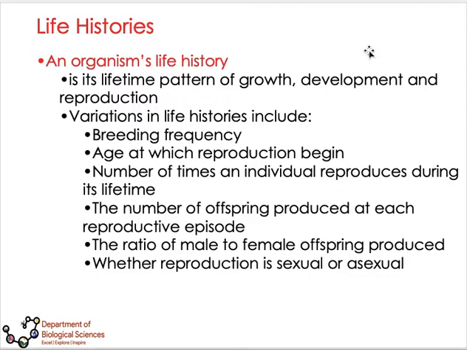The ratio of male to female offspring produced, okay? Of course, that varies depending on whether reproduction is sexual or asexual, because there are also organisms that are capable of asexual reproduction. So these are the variations in life history of different populations. One population to another varies with these particular characteristics.